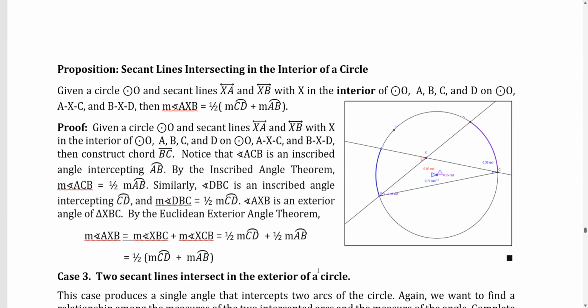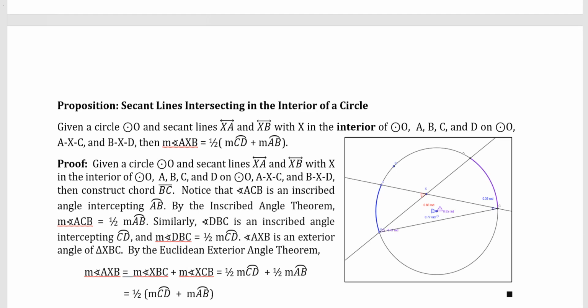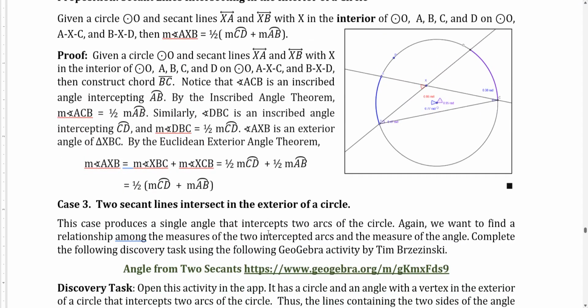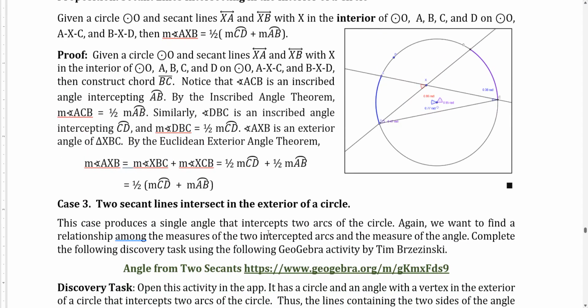So here is the write-up of that. To write it up formally, so you can read that if you want. Pause the screen if you'd like. Okay, now what if you get two lines that intersect in the exterior of the circle?